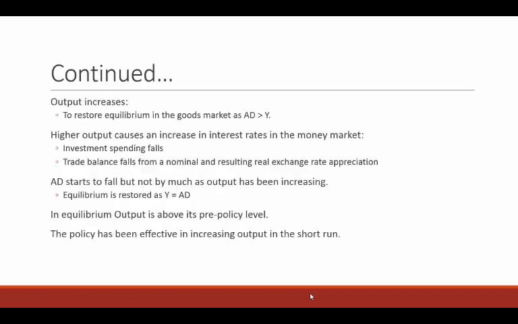As a result of this, output increases in the goods market. Higher output, however, causes an increase in interest rates, which results in lower investment spending and a lower trade balance. But also, the trade balance falls from increased imports due to expenditure switching. Aggregate demand therefore falls, but not by much since output has been increasing all this while from the initial fall in interest rates. Equilibrium is therefore reached in the IS-LM model and output is above its pre-policy level. The exchange rate has depreciated and the trade balance is higher than before. We show this in graph form next.